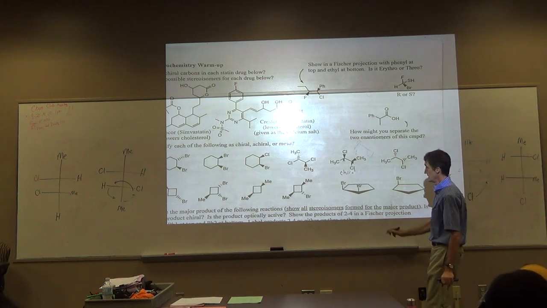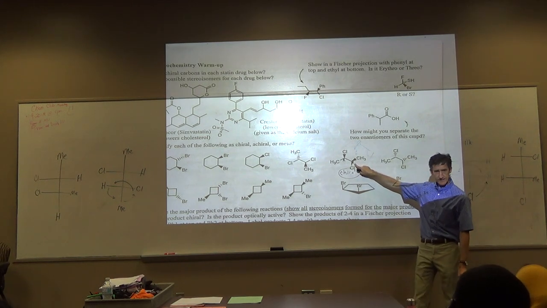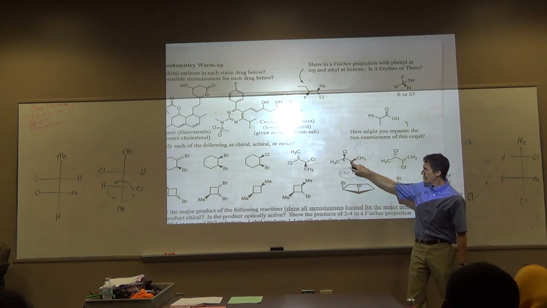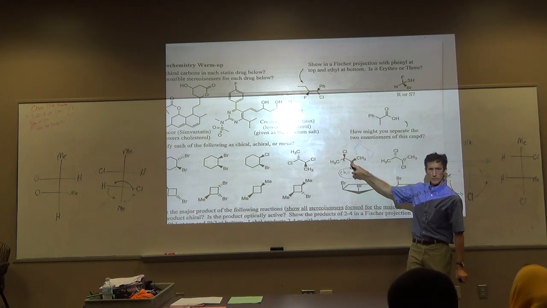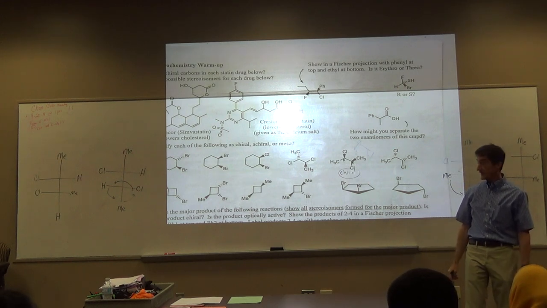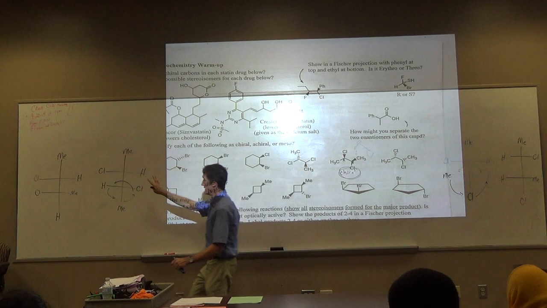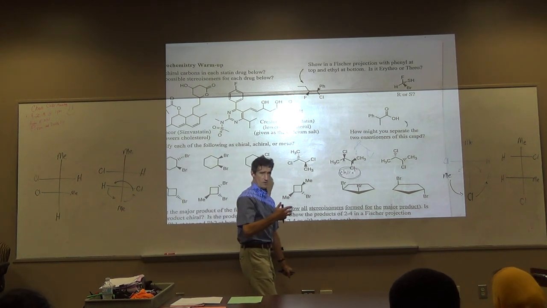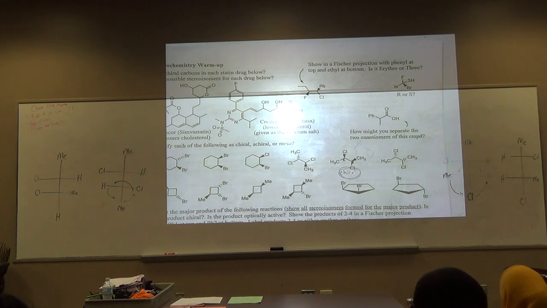I bet you a steak dinner with a baked potato on the side, it's R. How do I know? Because we've already identified it as chiral. If that was S, that would mean that this identical carbon over there is mirroring over here. Because what's the mirror of R? S. But it isn't a mirror, because we've already determined that there is no mirror plane. So it can't be R and S. It can't be mirroring. You see that trick?